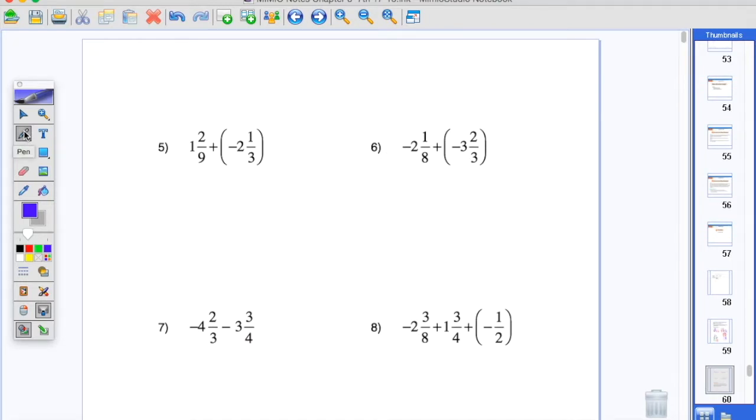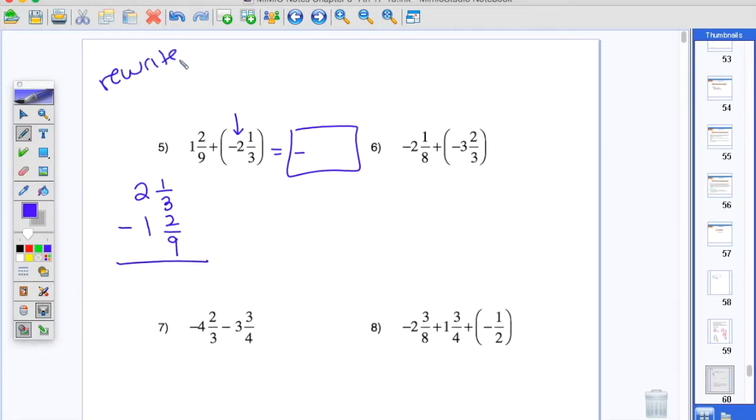Number 5, 1 and 2/9 plus negative 2 and 1/3. So because we're adding with different signs, we need to take the sign of the larger number. So our answer is going to be negative. And then we subtract. So we have to rewrite it, the larger fraction subtracting the smaller one. So we always want to rewrite and do the larger minus the smaller.